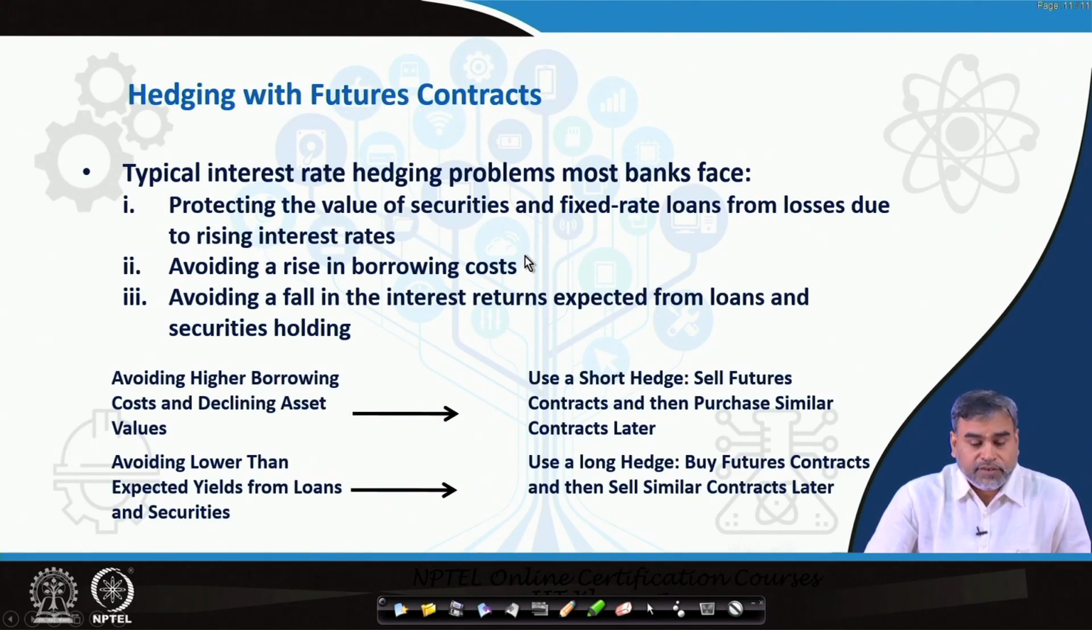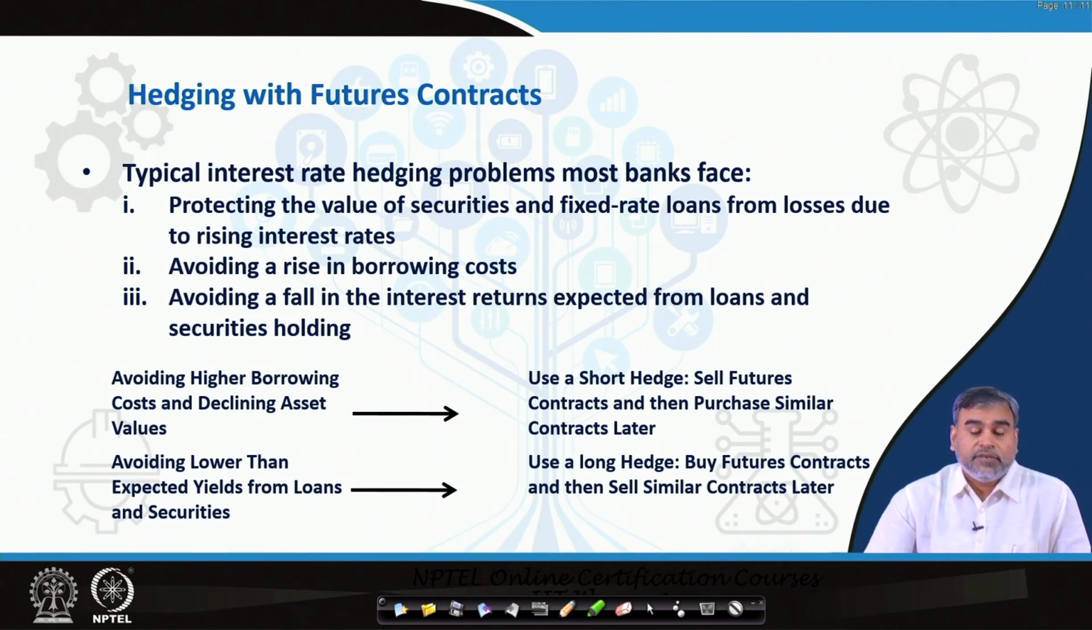So, if you summarize how it basically works, this is the interest rate hedging problem that banks mostly face. They want to protect the value of securities and fixed rate loans from losses due to rising interest rates, because if they have fixed rate loans and there is a change in interest rate, they cannot change the interest rate, but they have to change the deposit and other rates. That is why the cost is increasing, but the revenue generation or income is not increasing.